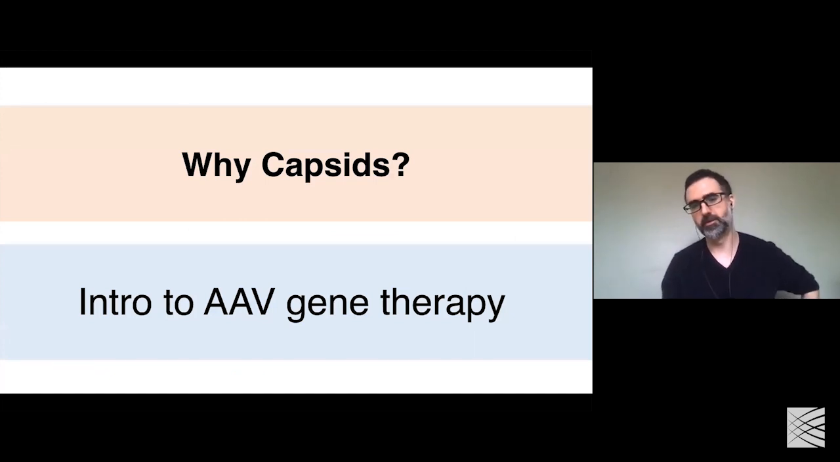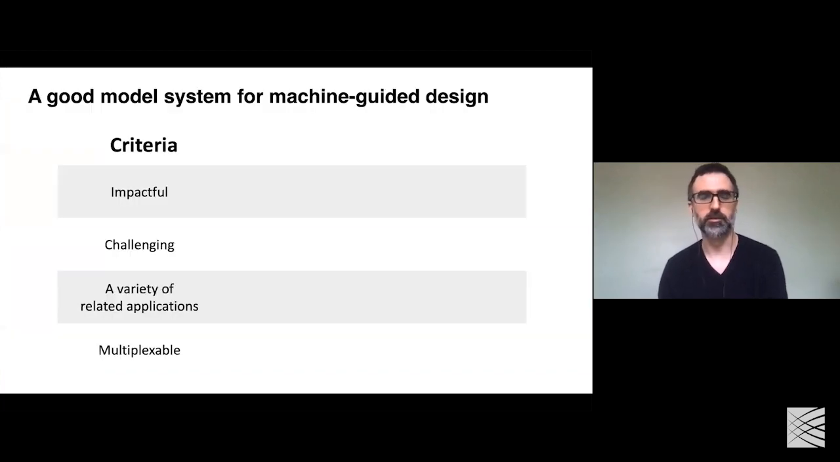So now I'm going to tell you why we ended up working on capsids and give a brief overview of gene therapy. There were a few criteria I was looking for in choosing a good model system for this. Wanted it to be impactful. It needed to be hard to do in order to justify the time investment to develop these new approaches, these new technologies. Needed to be useful for a variety of applications, not just a one-time thing.